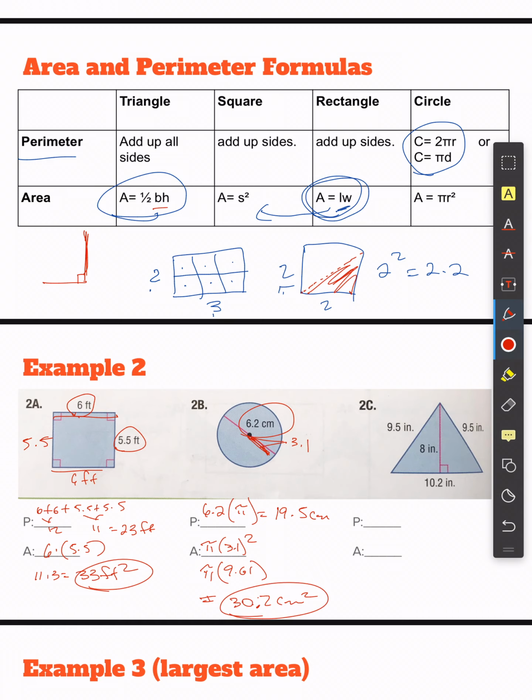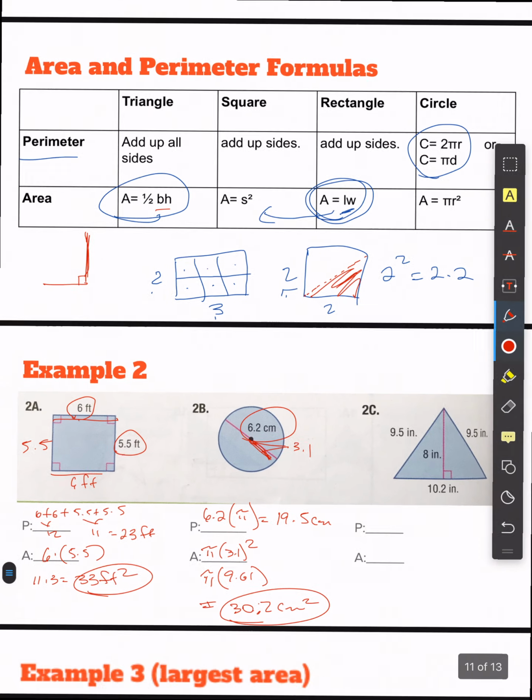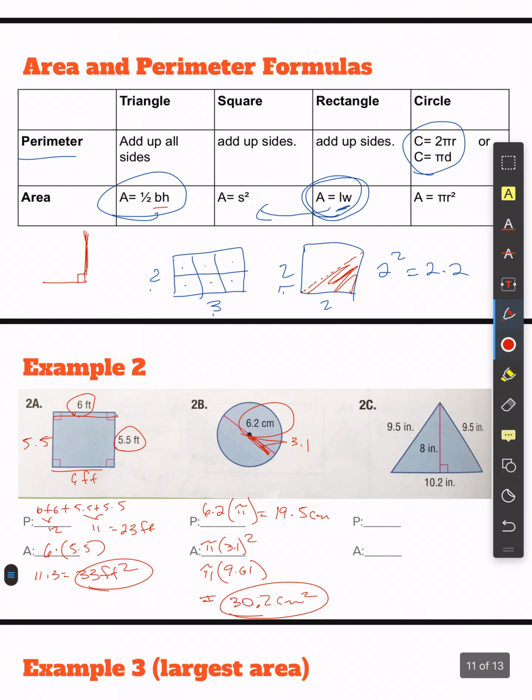Moving right along to the triangle now. So we get kind of a taste of each one of these here. For the triangle, what we're going to do is add up the lengths of all the sides. So 9.5 plus 9.5 plus 10.2. And when I do that, let's see here, this would be 18, 19. 19 plus 10.2 would be 29.2 inches.